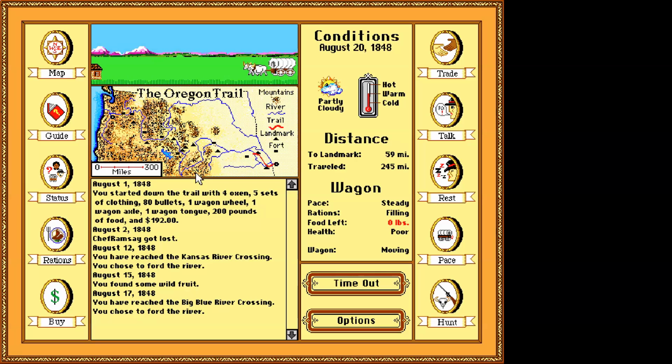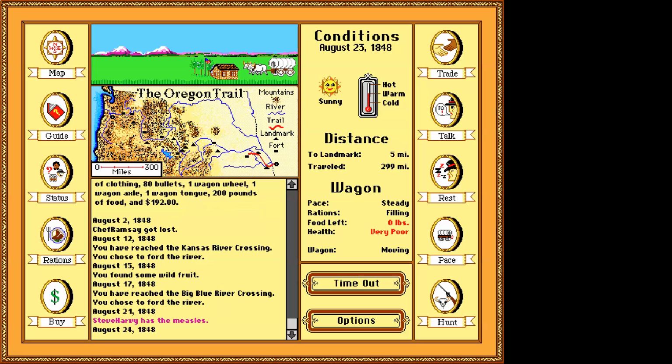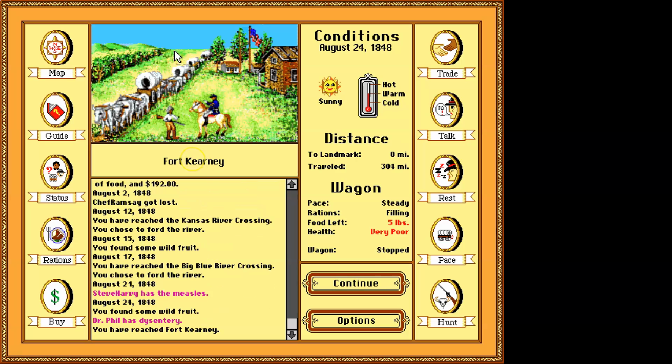It's August 19th, 1848. There's a house coming up. Steve Harvey has measles. Ugh. Steve. We don't want to lose you. We're going to rest up here and try to get Steve Harvey back in good health. Found some wild fruit. Dr. Phil has dysentery. Ugh, Dr. Phil. At least we made it to Fort Kearny. So you know what? We only have 5 pounds of food. Health is very poor. Let's go to the trading post.